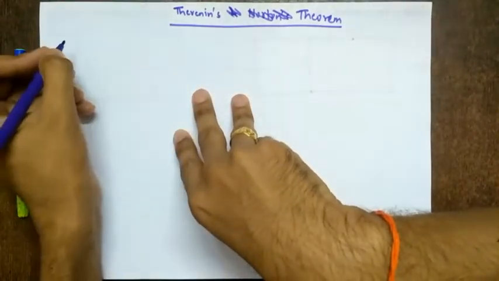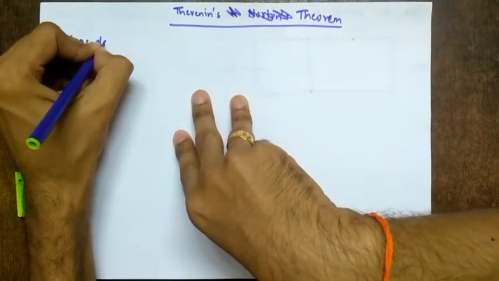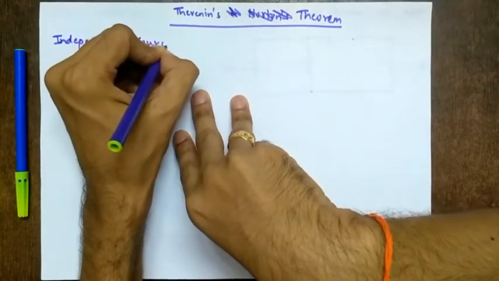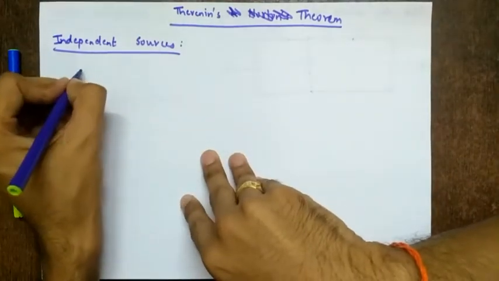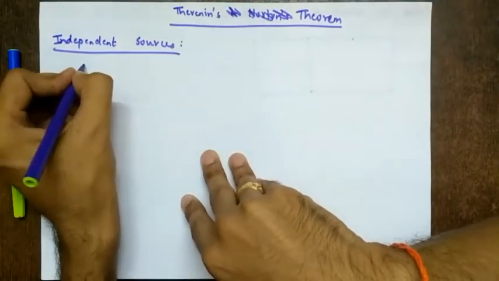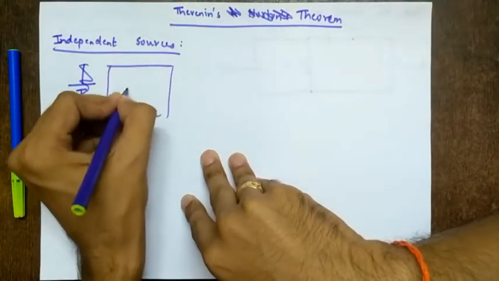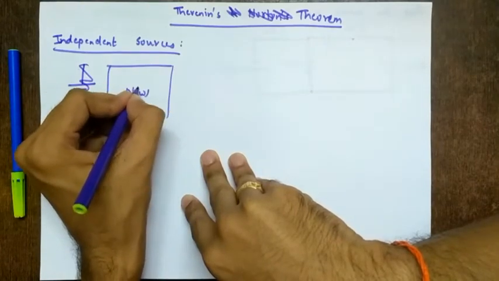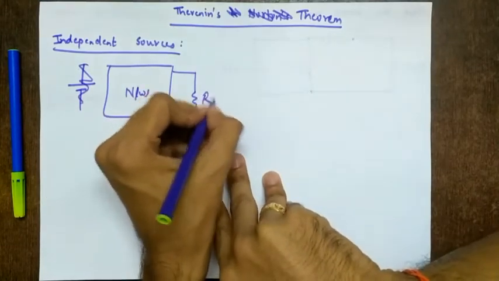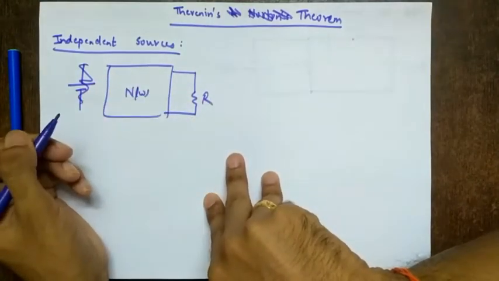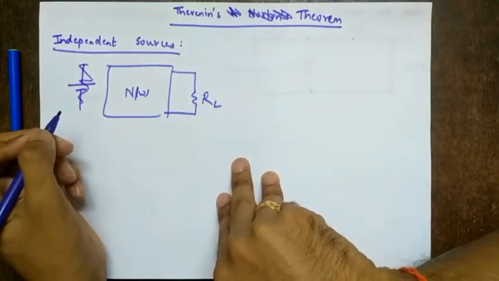So let's see the steps for independent sources, because there is a slight difference in the method for dependent sources. In the left part I am writing for independent sources. So what do you do if a network is given to us? So let's say it is a general network and we have to find the current flowing through this arrow. Okay, so this is then called our load resistor, because we have to find the current through this arrow.